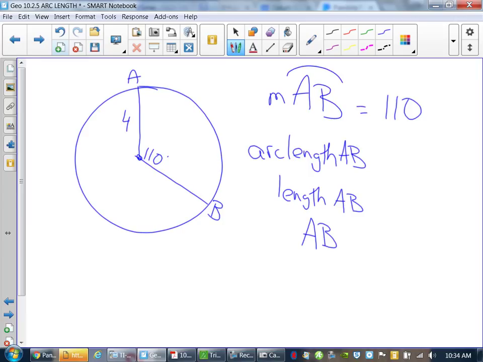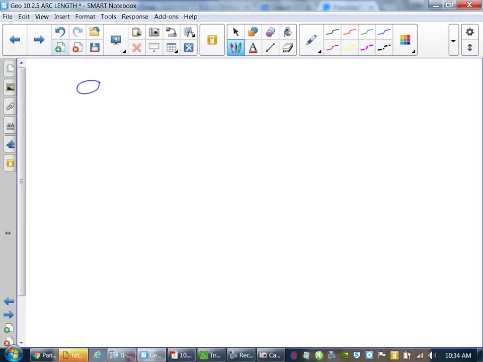Arc length is always going to equal your central angle over 360 times your circumference of 2 pi r. And what happens with this idea of arc length is that there are 3 different ways to write it out. There's going to be 3 ways to write out the formula for arc length. So again, arc length is always going to equal central angle over 360 times 2 pi r.